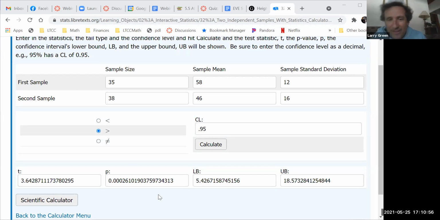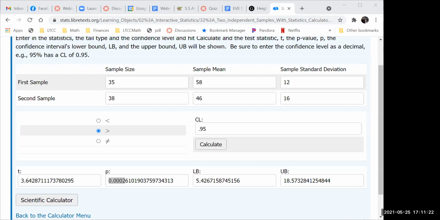Okay, welcome back. It's 5:10. So let's get back to the question we were looking at. And the important thing is this p-value, 0.0003. What does that tell us? So at the p-value 0.0003, what's the conclusion?